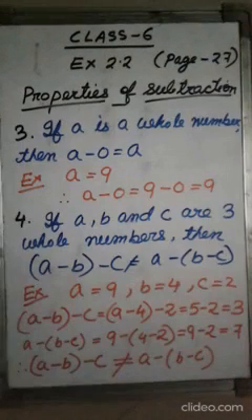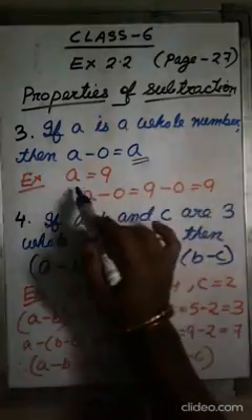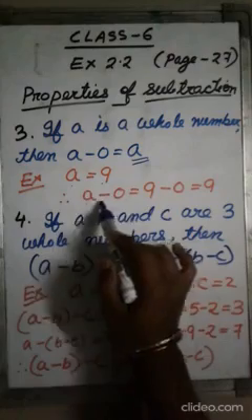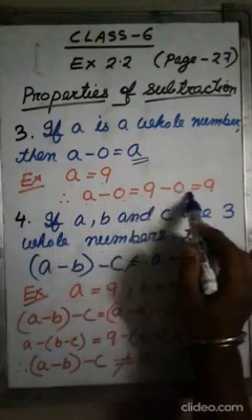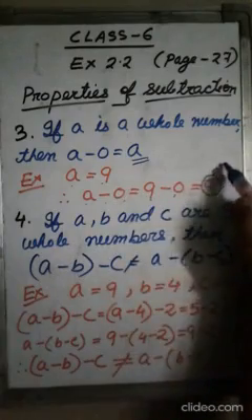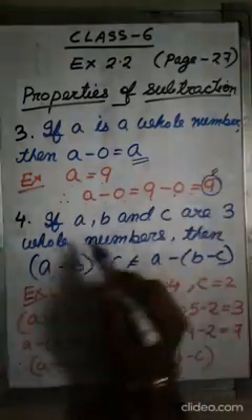Property number 3, if A is a whole number, then A minus 0 is A. We have assumed A to be 9. Therefore, A minus 0 is 9 minus 0. 9 minus 0 is 9. That is again the value of A.